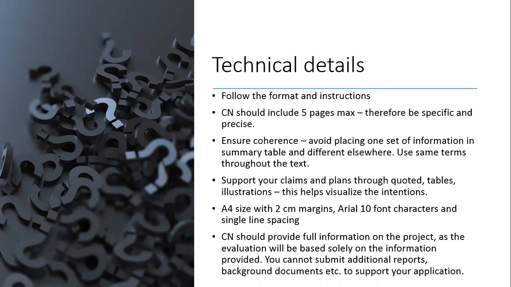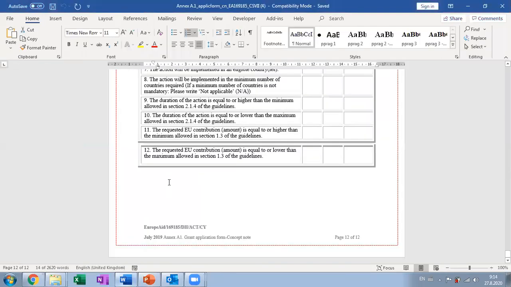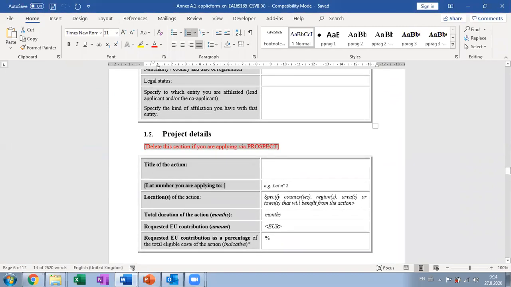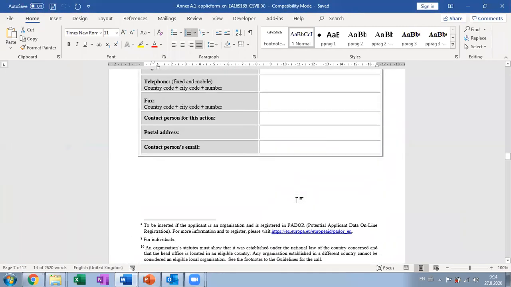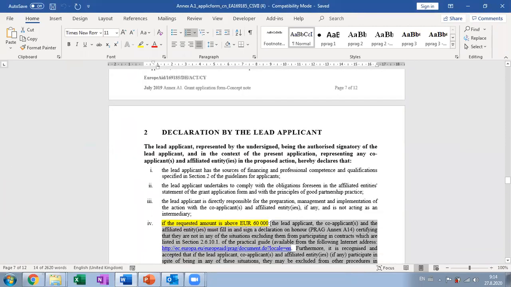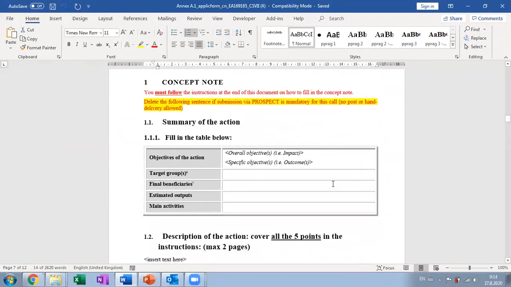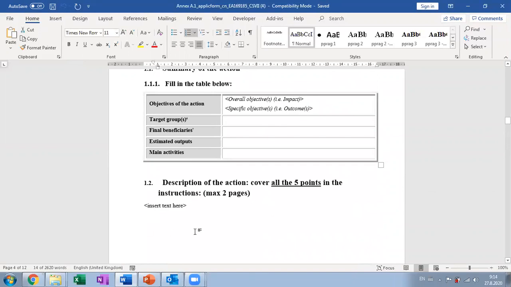Coherence, this is something that I always emphasize when dealing with similar circumstances. Always use same terms throughout the text. Sometimes you have this situation where in the beginning, let's perhaps go back to the template now. In the beginning, you mention, for example, that your objectives are linked to a certain issue, and you mention a certain wording, and then when presenting description of the action, you mention something else. It loses, I mean, in this case, the document loses on the coherence.